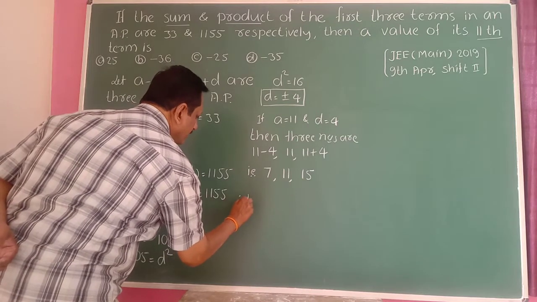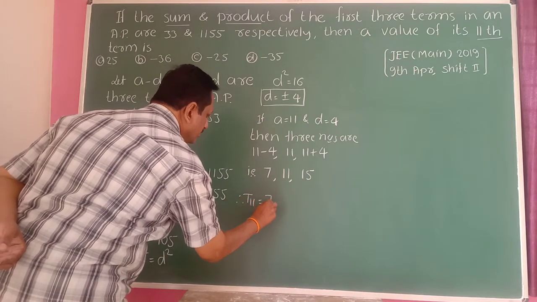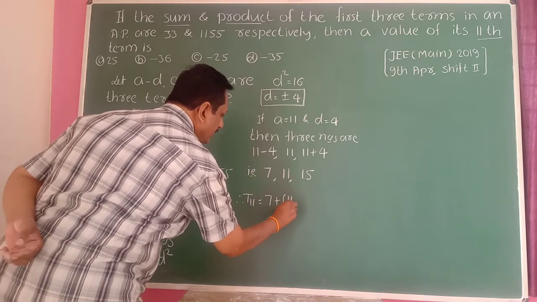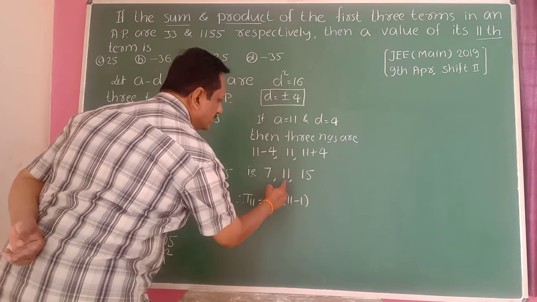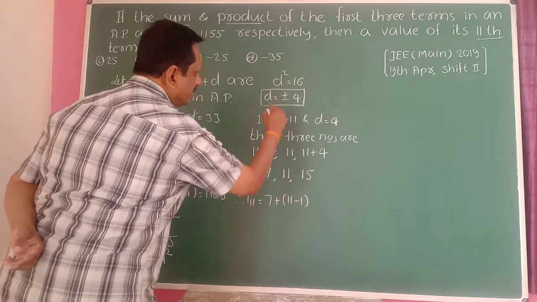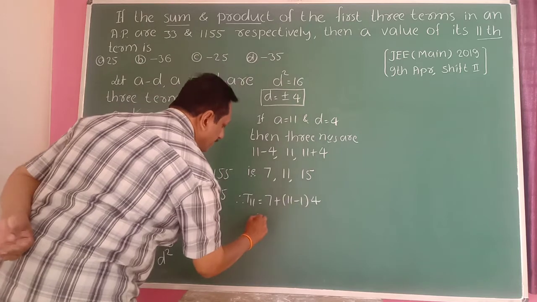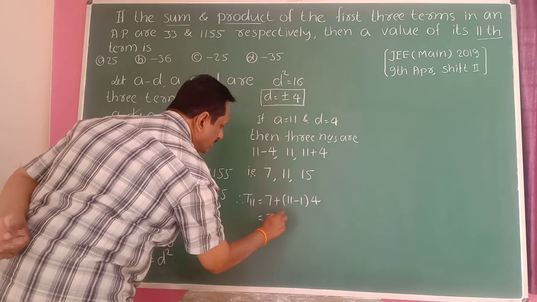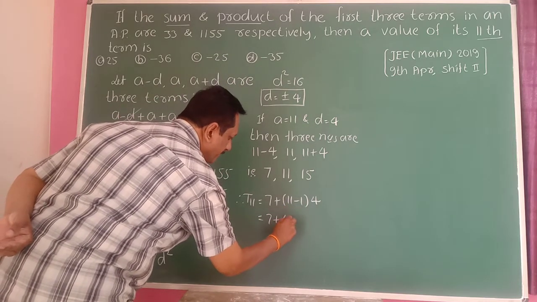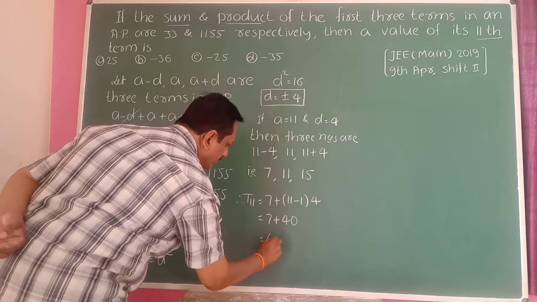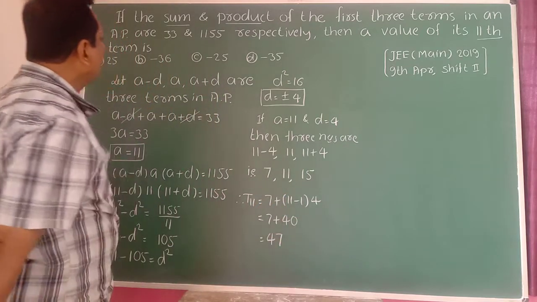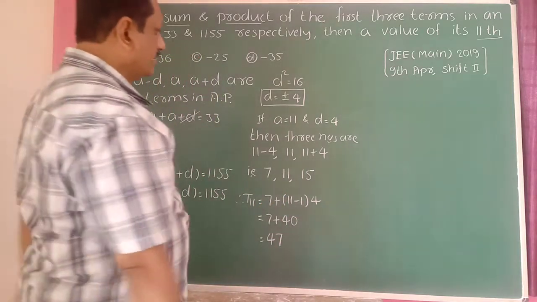Therefore, T11 is equal to 7 plus 11 minus 1 into common difference. 11 minus 7 becomes 4. Therefore, this is equal to 7 plus 10 fours are 40. It is 47. Okay.